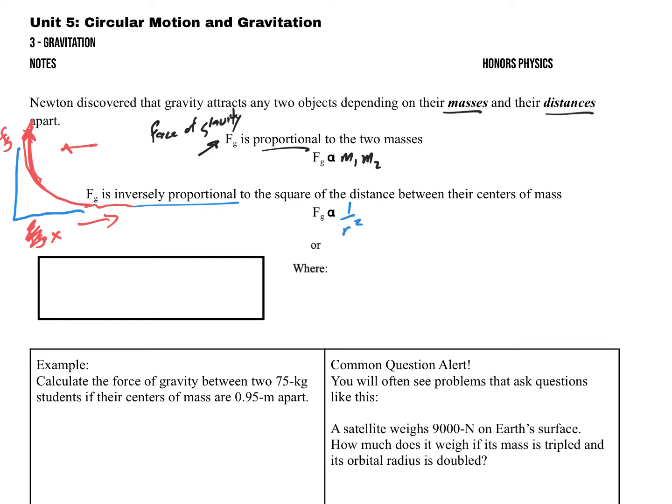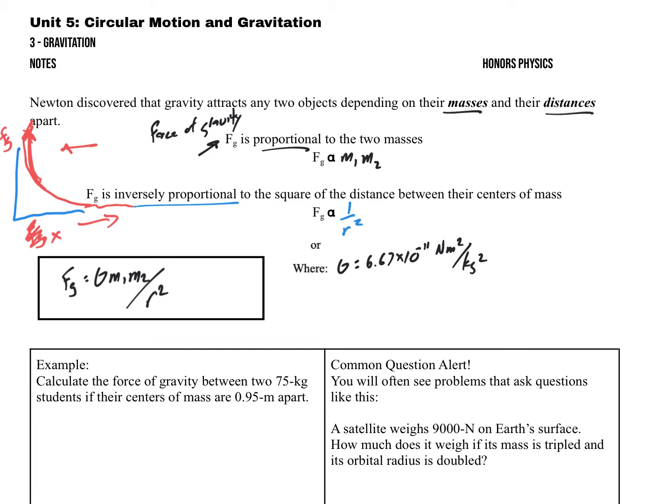But the main equation we're going to use, Newton's universal law of gravitation, looks something like this. Fg equals big G times m1 times m2 over r squared. And so we have this value big G, it's called the gravitational constant, and it is 6.67 times 10 to the negative 11th. And the units are kind of weird, as newton meter squared per kilogram squared.